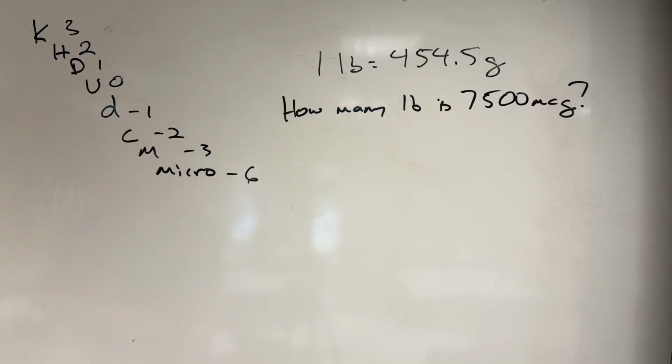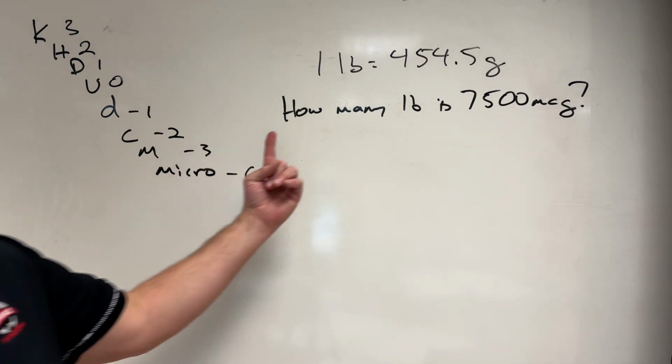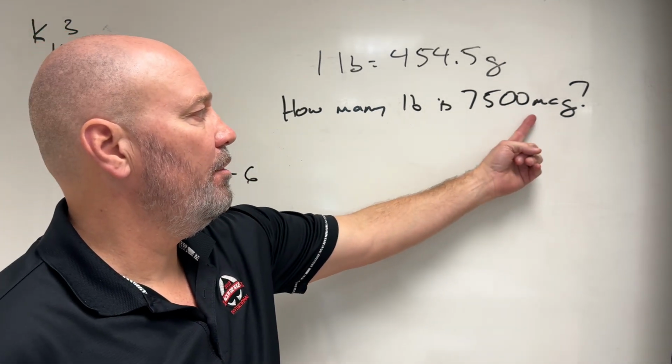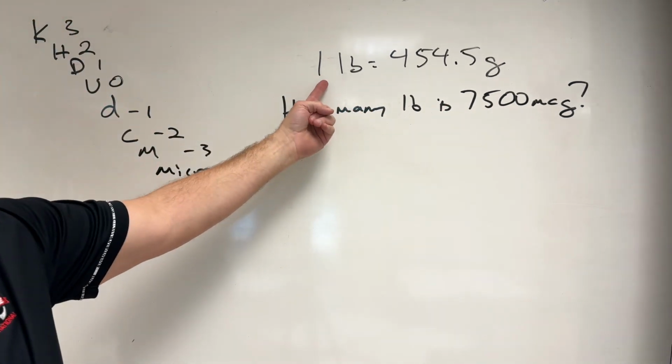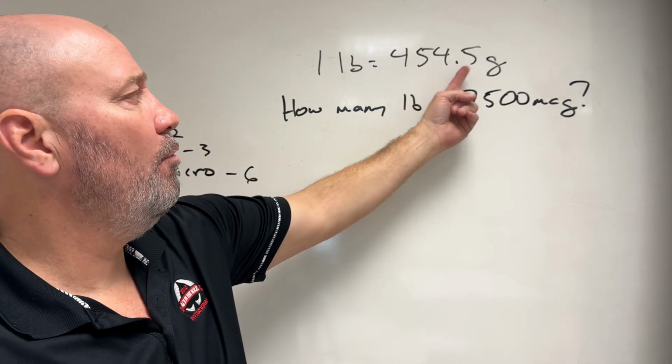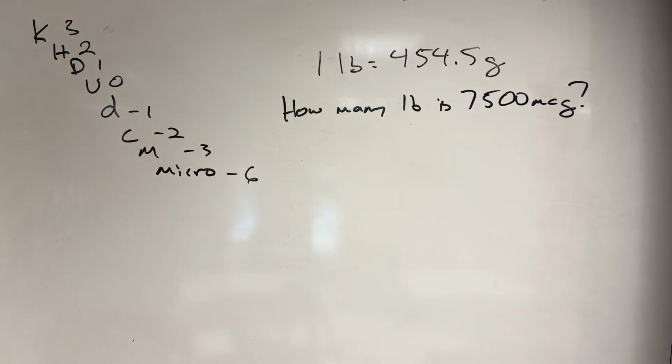All right, so I'm just going to do one more example of how to use this tool. So we have a problem this time. How many pounds is 7,500 micrograms? And we gave you that 1 pound is 454.5 grams. Okay, so let's first think about what we're going to need.